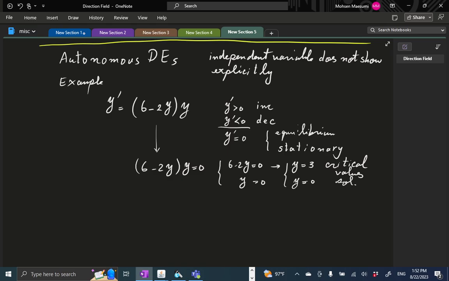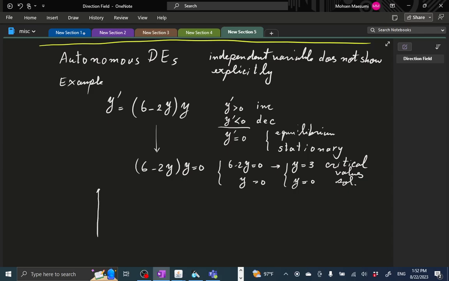What does it mean? What is so critical about it? Well, suppose you solve your equation starting at exactly this critical value. What happens? Well, of course, if I put y equal to 3 here, I get 0. 6 minus 2 times 3 is 0. Times 3 is still 0. Y prime is 0. What does it mean when a derivative is 0? It means that the function is not changing.